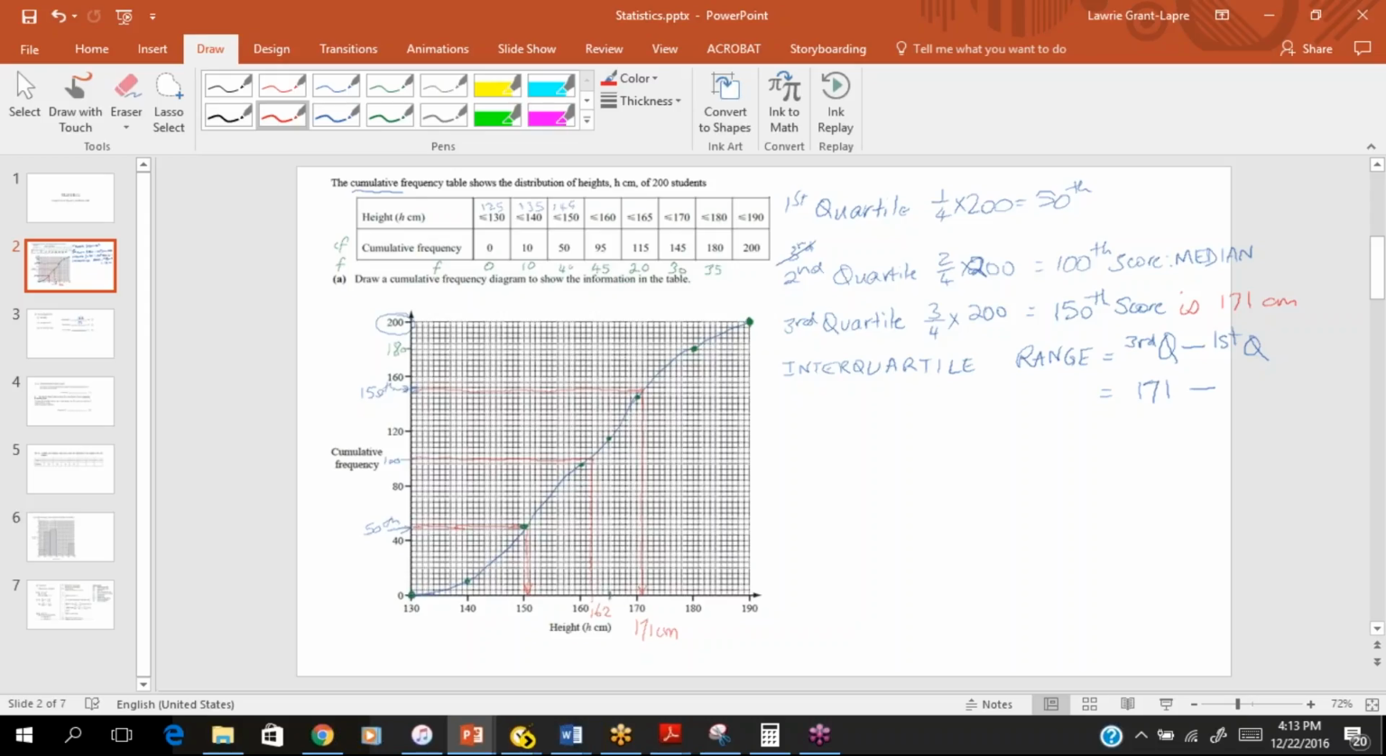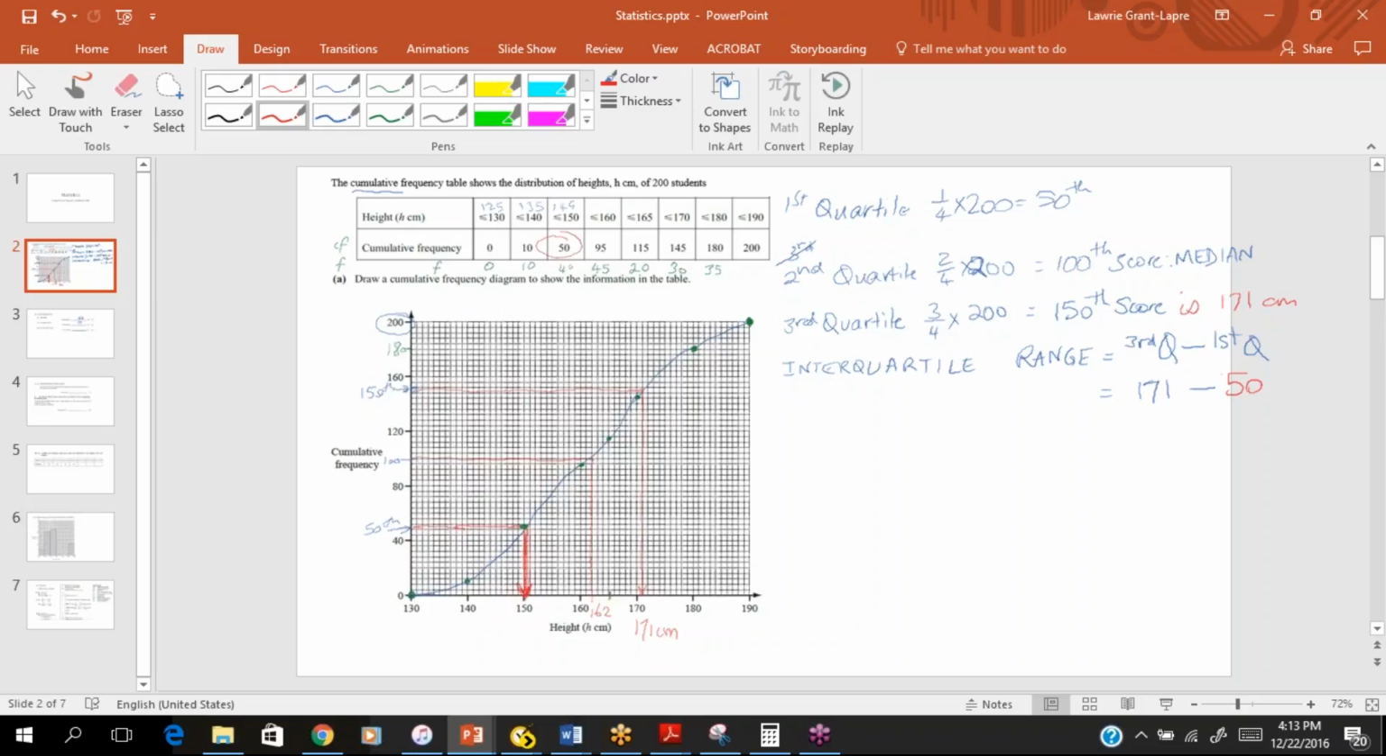So here we have the 50th score. It should have been right on 50 if we look at our table. So the graph, I read it slightly wrong. So we take away 50. We already knew what the first quartile was. It was 150. The 50th score is 150.